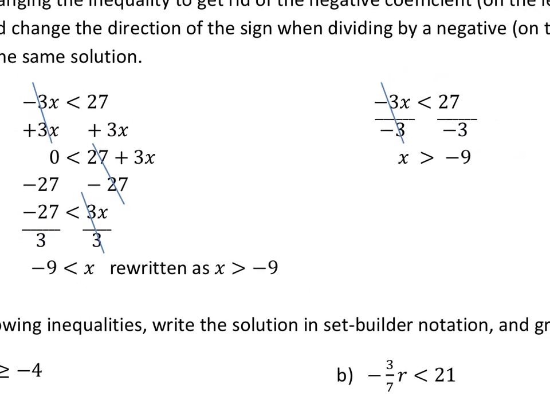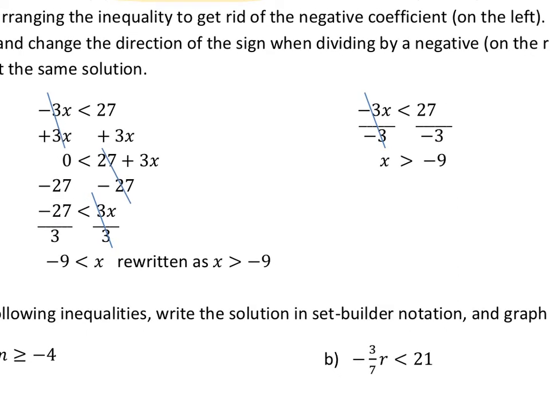If we take a look over here and we use our shortcut, starting again with negative 3x is less than 27. If we divide by negative 3 on both sides, we have to change the symbol. So we still get negative 9 and we have our x, but this time our less than symbol becomes greater than. And if you notice, it's exactly what we would have gotten had we done this the long way. So this is a shortcut method, but you must remember that when you multiply or divide by a negative number, you must flip the inequality symbol.